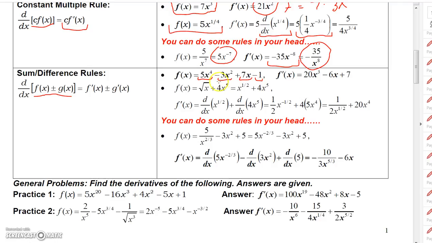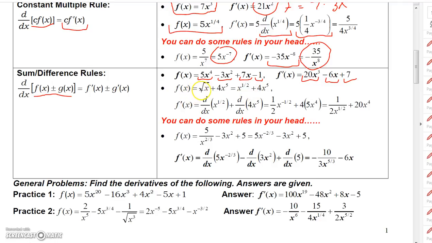So the derivative of this function is the derivative of the first term, which would be 20x cubed, minus the derivative of the second term, and the derivative of 3x squared would be 6x, plus the derivative of 7x. Well, the derivative of 7x would be 7 times the derivative of x, and the derivative of x is 1, so that's just going to be 7. And then, of course, the derivative of the constant is 0. So your derivative is 20x cubed minus 6x plus 7.